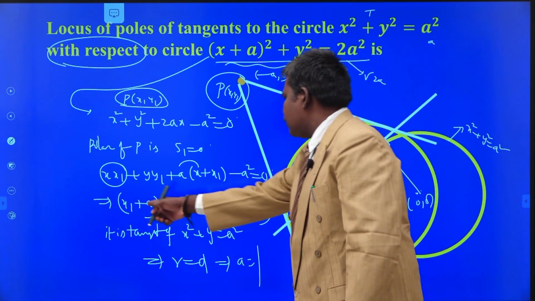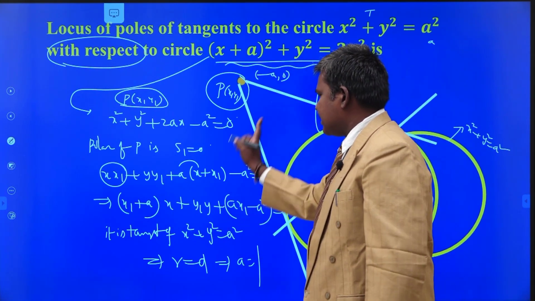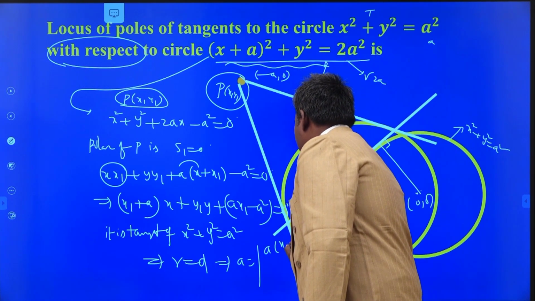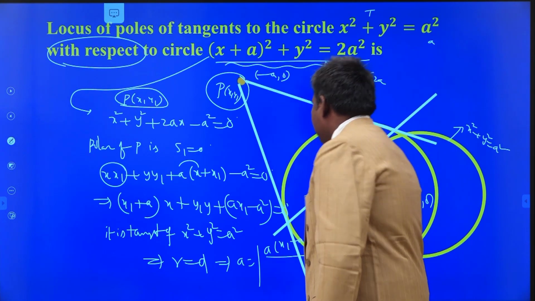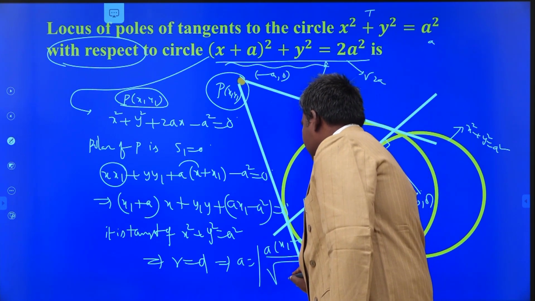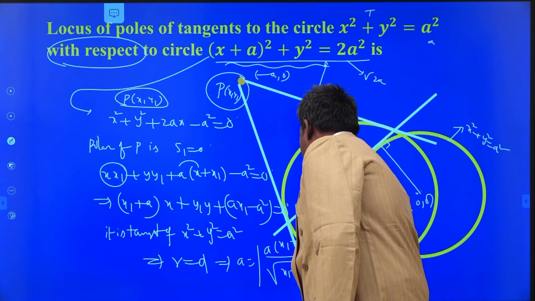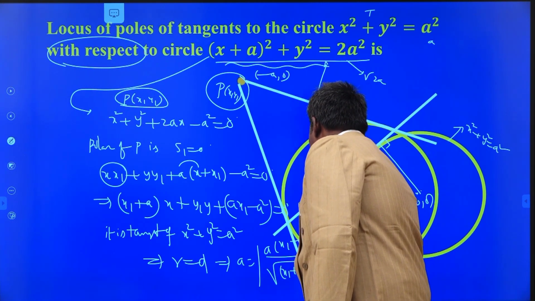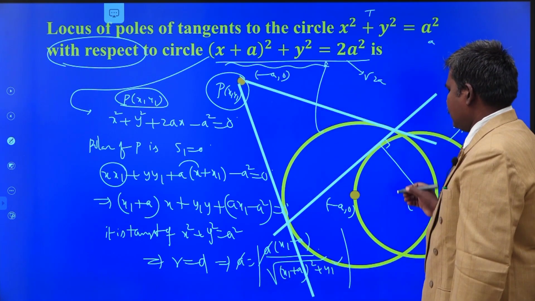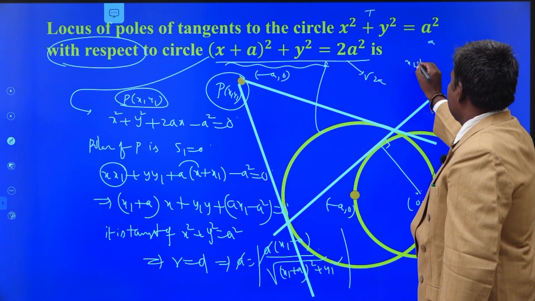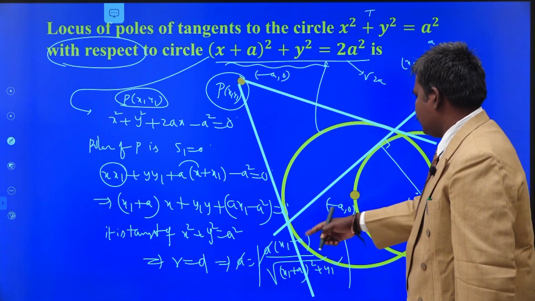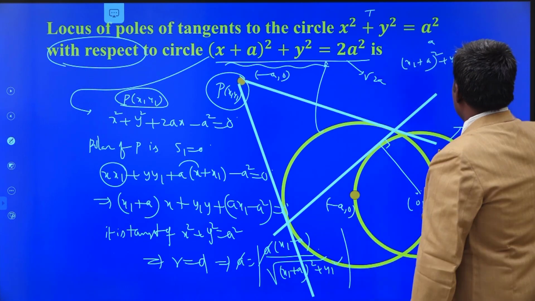The perpendicular distance from the origin to this tangent, because this polar is tangent to my circle, is c by root of a square plus b square. So a equals a into x1 minus a by root of x1 plus a whole square plus y1 square. a gets cancelled. Just cross multiplying and squaring, what do you get? x1 plus a whole square plus y1 square equals x1 minus a whole square.